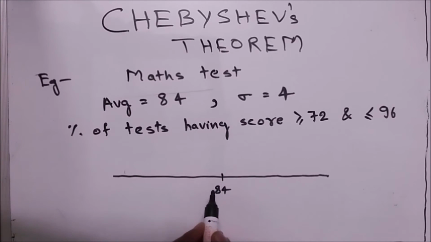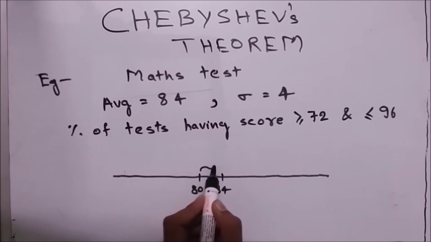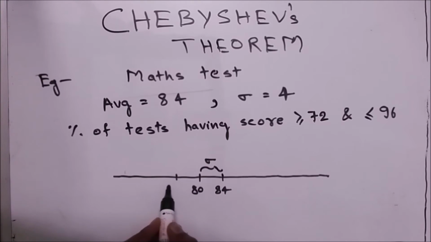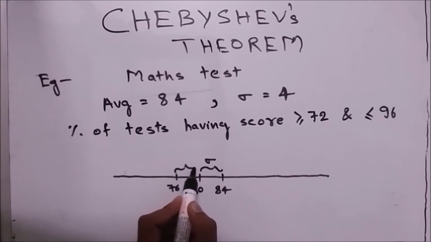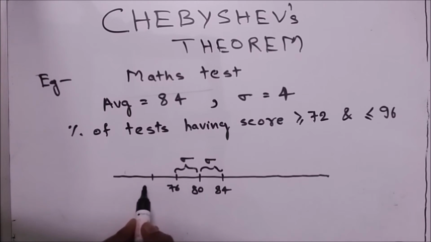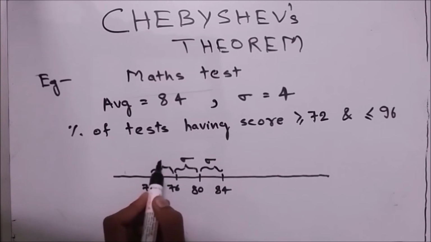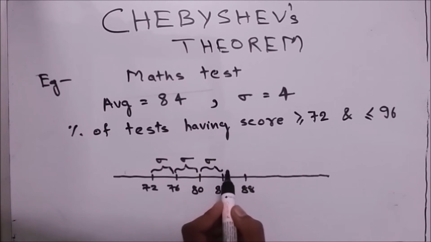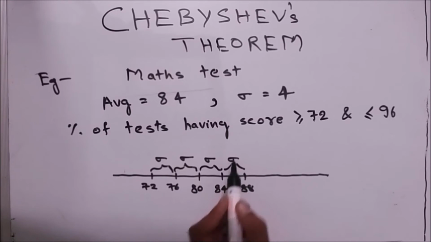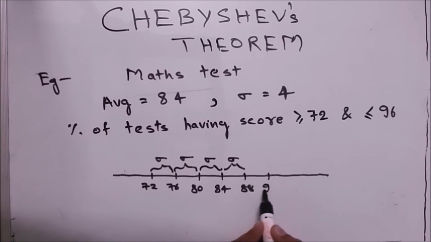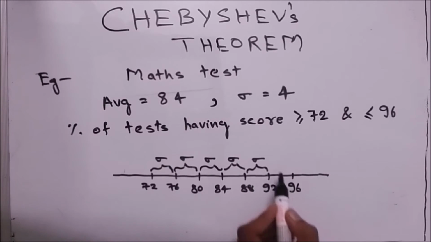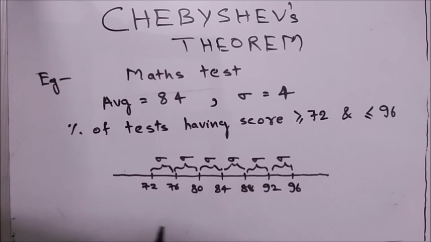So the approach to the solution is we draw a number line with 84 in the middle, right here, and we approach from 84 till 72, taking steps of standard deviations. So we go from 84 to 80, that is one standard deviation. Then from 80 to 76, that is another standard deviation. And then from 76 till 72, that is another standard deviation. So 3 standard deviations this way, and then we go from 84 to 96. So we go from 84 to 88, that is one standard deviation, and then from 88 to 92, that is another standard deviation, and last we go from 92 to 96, that is another standard deviation. So we have gone 3 standard deviations either way of the mean.